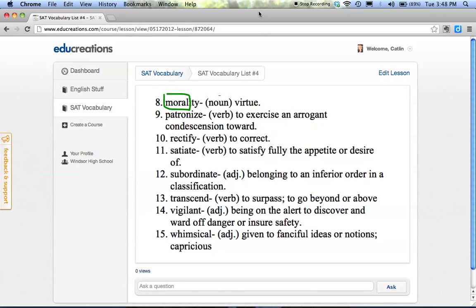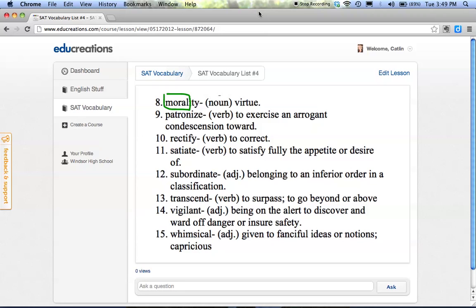9 is patronize, and to patronize someone is to exercise an arrogant condescension towards them. So what does this mean? When you patronize someone, you treat them as though they are less than you. You are arrogant towards them. You condescend, which means you almost have to lower yourself to their level just so that they will understand you, because you're maybe so much smarter than them, or so much wiser than them, or you know so much more about something.